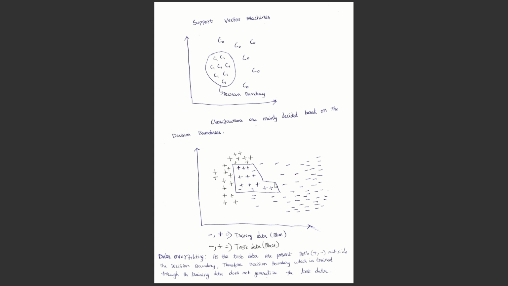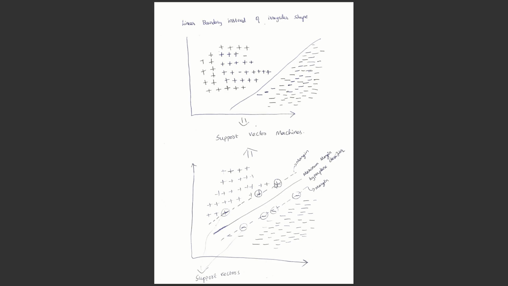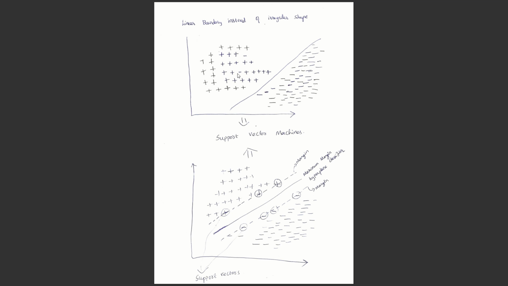So instead of having such a shape, why not we use a linear plane in this case? A linear boundary instead of an irregular shape, in order to avoid this data overfitting problem. You can see here the positive customer reviews for the car are present to the left, and to the right the negatives. So you can see the training and test data fit exactly here as compared to the previous diagram. As it is a linear plane, it is easy to divide such two classes of data.